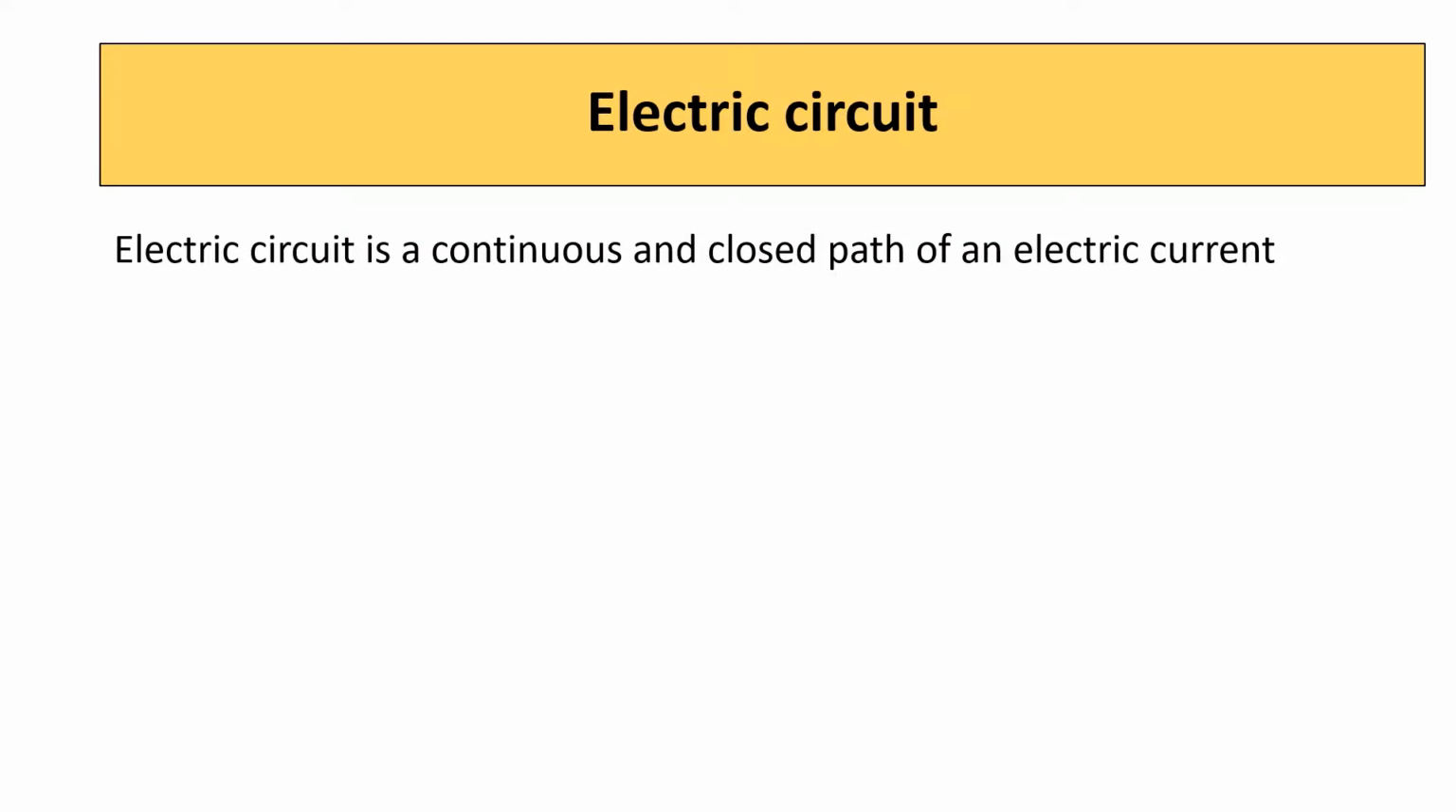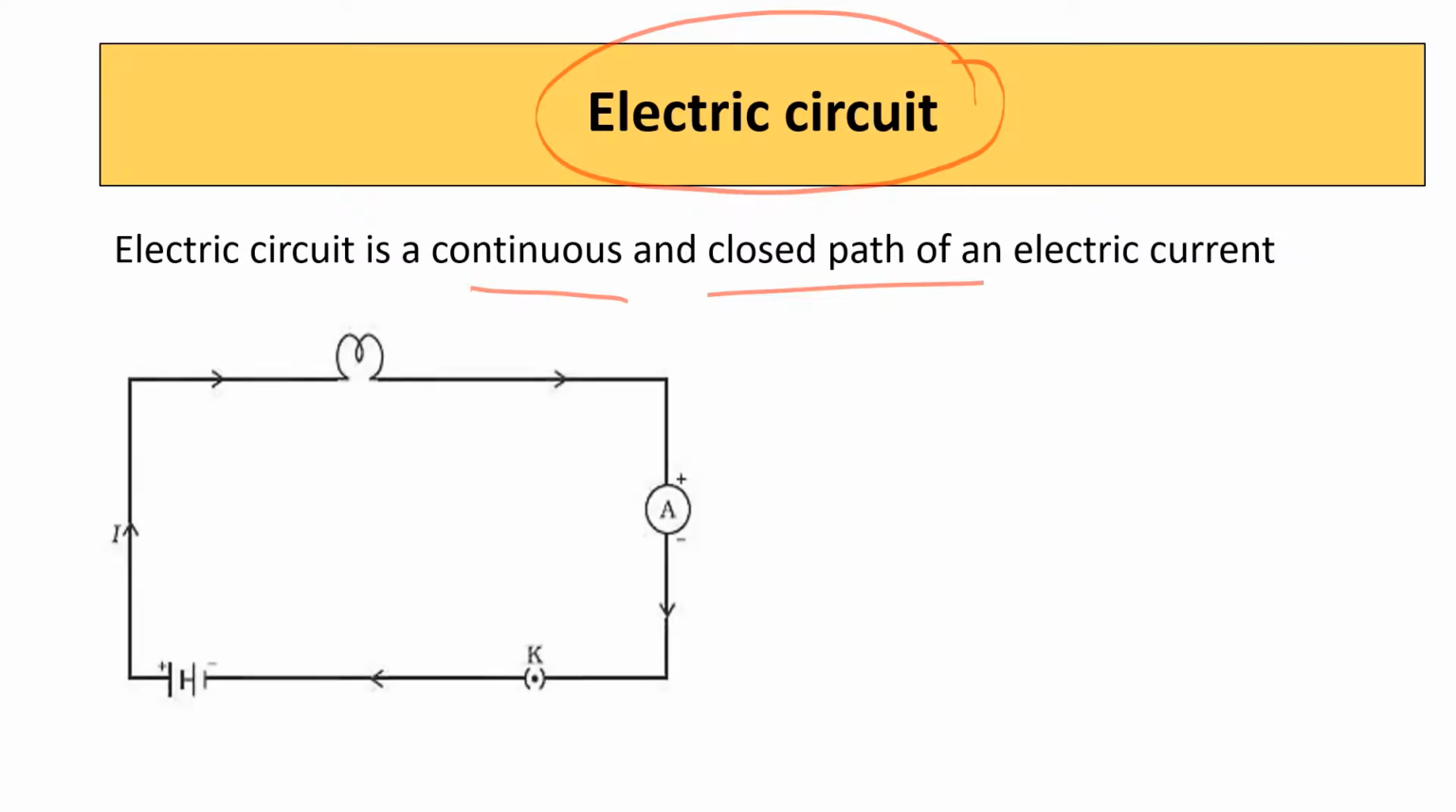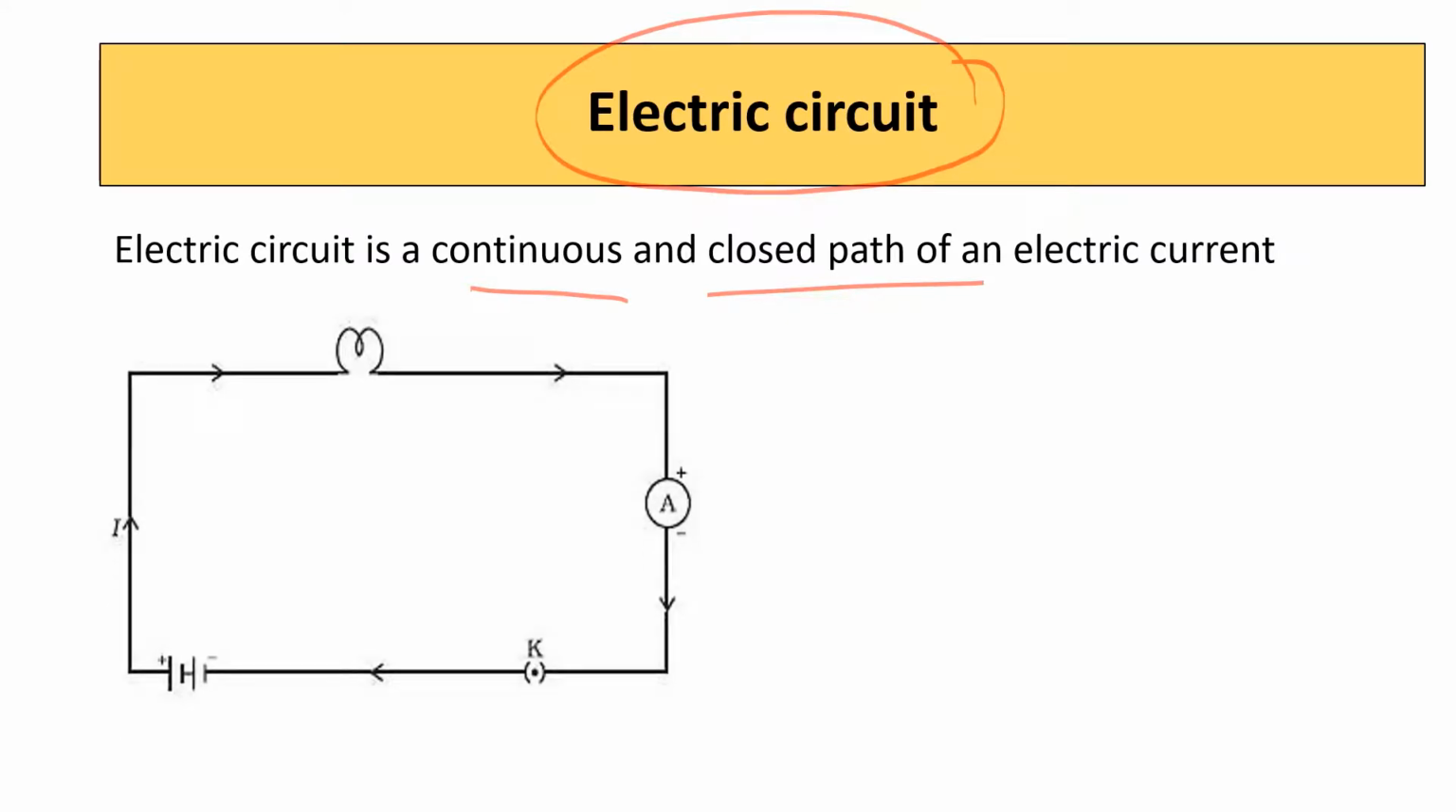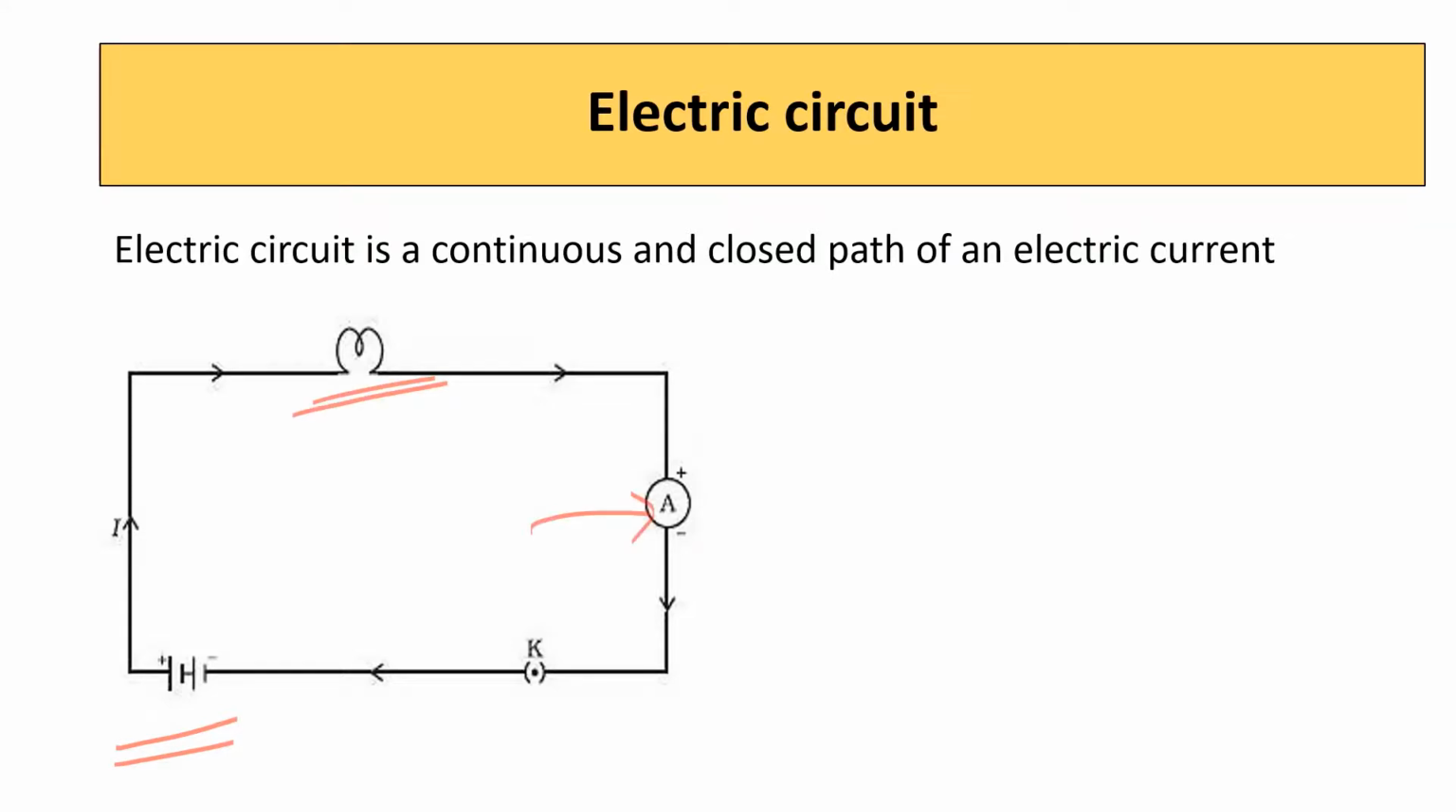Continuous and closed path of an electric current is known as an electric circuit. This is the diagram of an electric circuit. This electric circuit consists of a battery, an electric bulb, ammeter and a plug key.